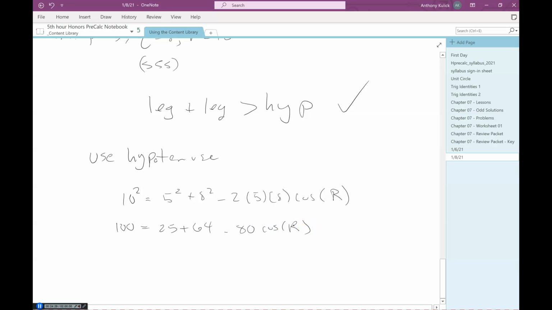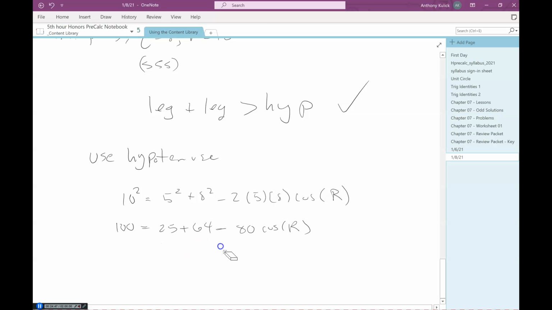Now I want to pause here for a moment and point out a common mistake I see students make. Well, not frequently, but on occasion. I see students combine these three numbers. Keep in mind that the 80 is attached to a variable, so it's not a like term. You can't combine it with the other ones.